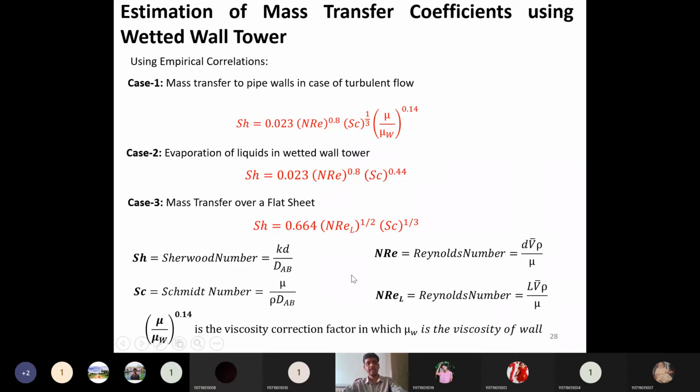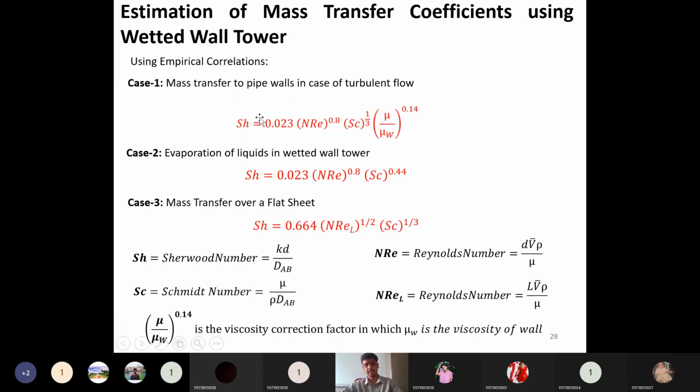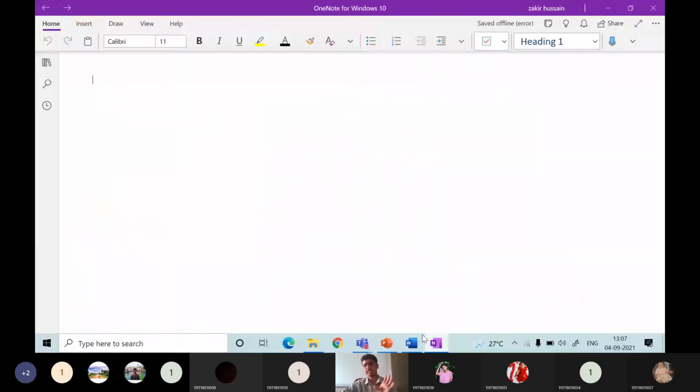Then next, the experiment: how to conduct an experiment in the wetted wall tower. We'll see that in detail. Before that, I will once again explain this correlation. These are standard correlations. You have to remember that.